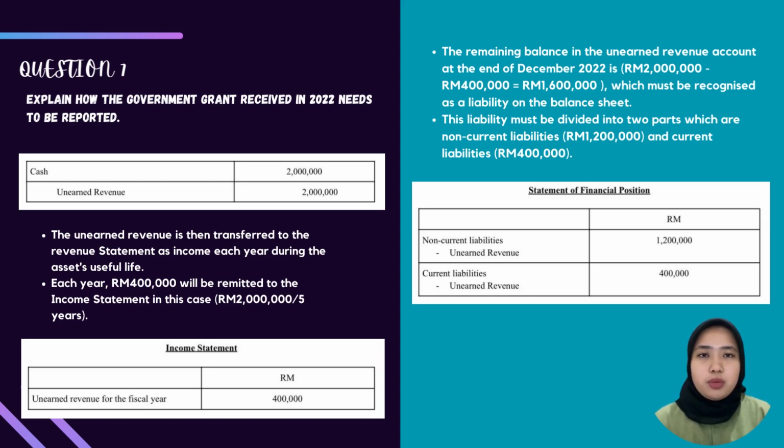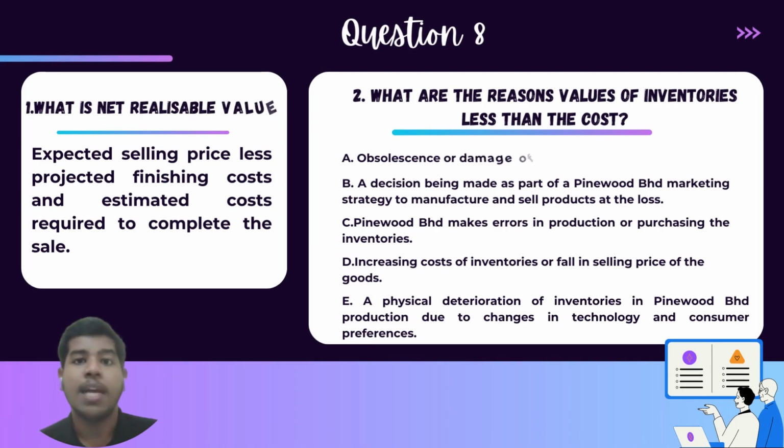Then, the remaining balance in the unearned revenue account at the end of December 2022, that is 1,600,000 ringgit, must be recognized as a liability on the balance sheet. This liability must be divided into two parts, which are non-current liabilities, which amount to 1,200,000 ringgit, and current liabilities, which are 400,000 ringgit.